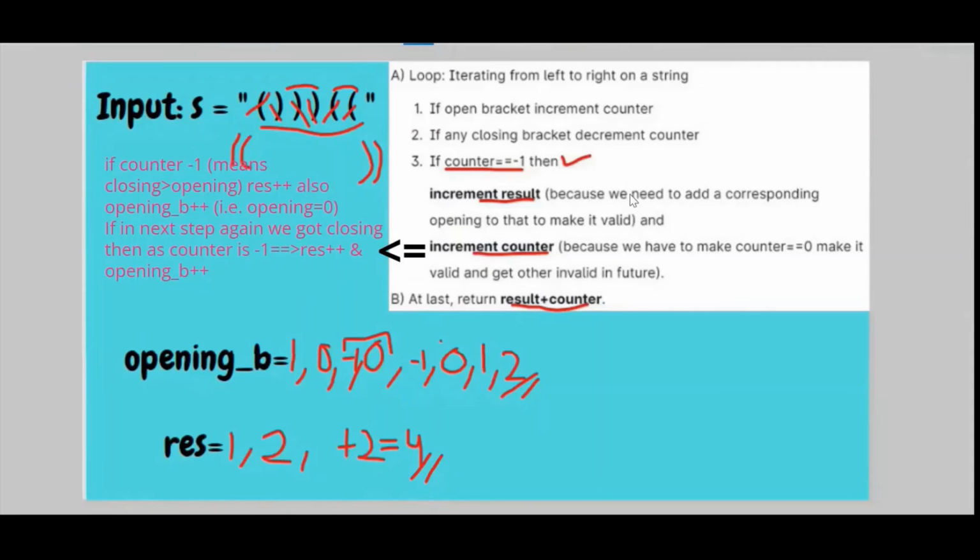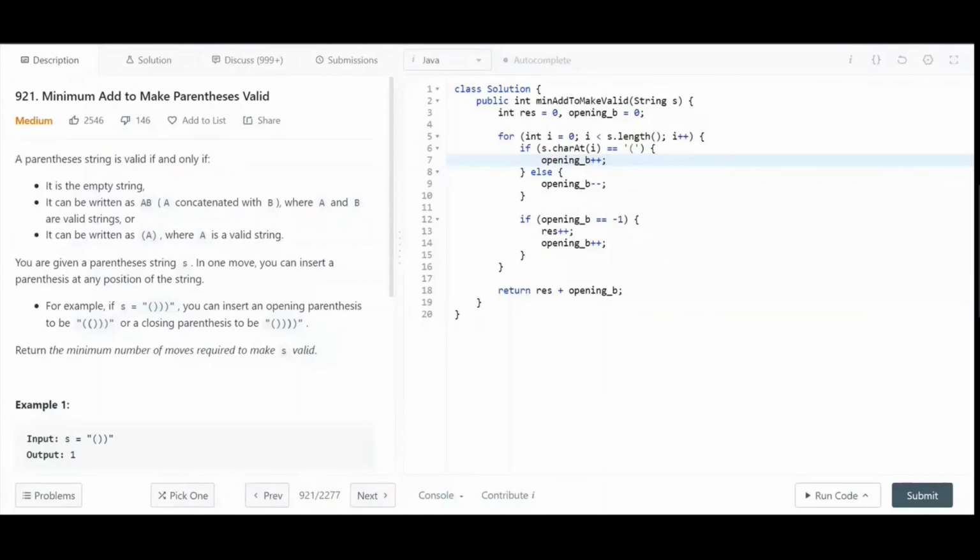Now in the next step, let us see the Java code for this. Following is the Java code for minimum additions to make parentheses valid. Here we can see that we have two variables declared. So res is for counting all the invalid brackets, and opening b is a counter that will be incremented and decremented whenever there is an opening and a closing bracket respectively.